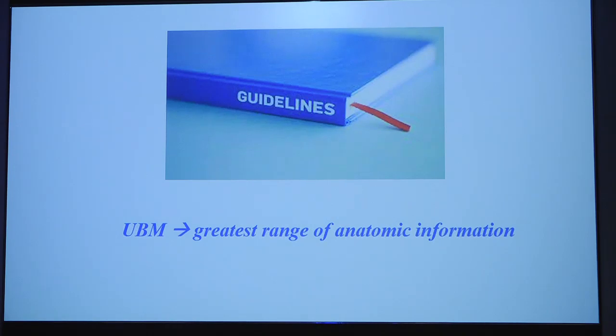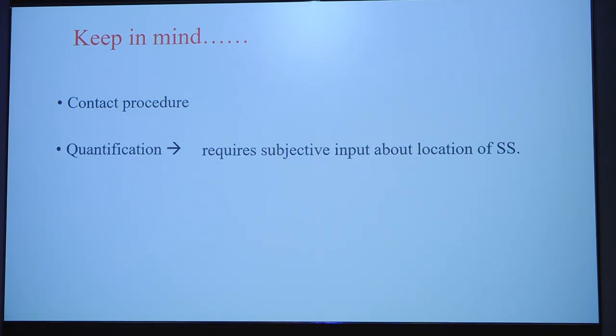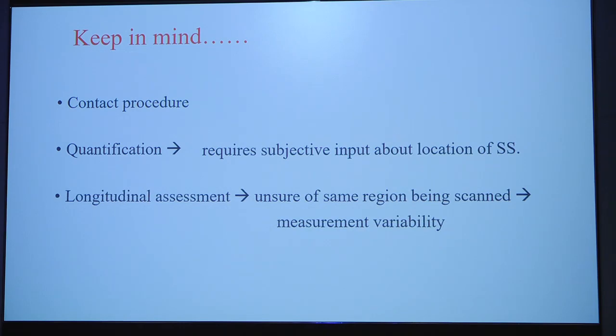All the guidelines, the American, the Indian, the Asia Pacific, the European, say that UBM is one tool which has the greatest range of anatomical information. But you have to keep in mind that this is a contact procedure. All the quantification that we do with UBM requires a subjective input about the location of the scleral spur. So if your scleral spur marking is inaccurate, all your calculations and measurements are going to be inaccurate. For the longitudinal assessment that we do over time or after treatment, again we are unsure whether the same region is being scanned each time. So again you need to have certain landmarks in mind, and that might give you a certain amount of measurement variability also.